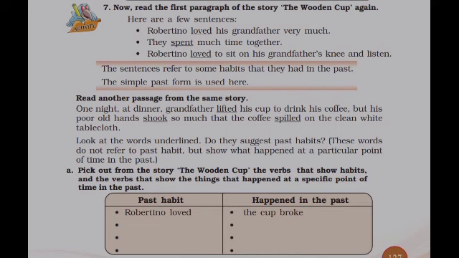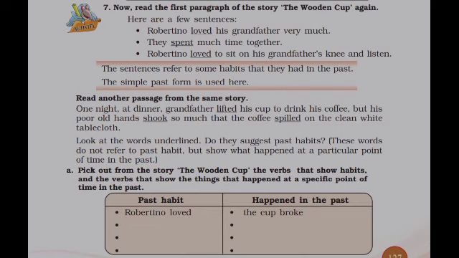Have you noticed the verbs underlined here? Loved, spent. Which tense? Loved and spent are in past tense. Robertino loved his grandfather very much. They spent much time together. Robertino loved to sit on his grandfather's knee and listen. All these sentences refer to some habits that they had in the past.